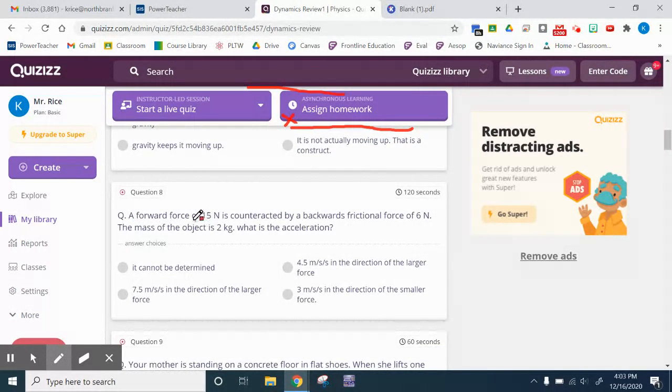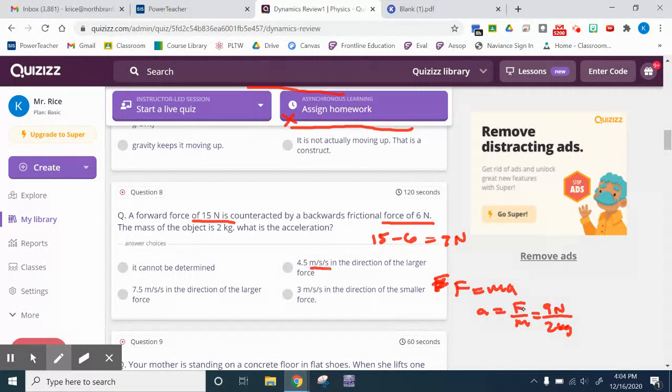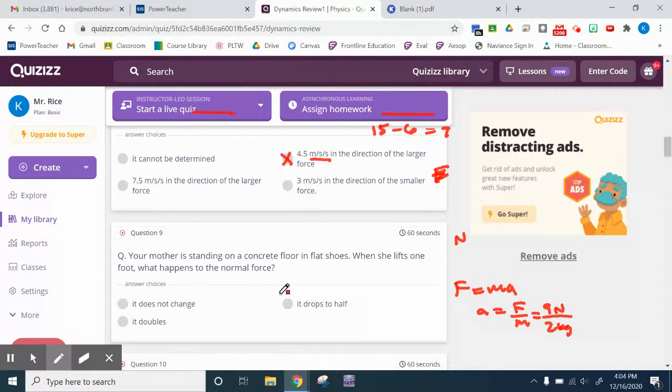A forward force of 15 newtons is counteracted by a backward friction of 6 newtons. Mass of the object is 2 kilograms. What's the acceleration? Well, what's the net force? If 15 is being counteracted by 6, 15 minus 6, that's 9 newtons. Force is mass times acceleration, so acceleration would be force over mass, or 9 newtons over 2 kilograms. That would give us 4.5 meters per second squared, in the direction of the larger force.